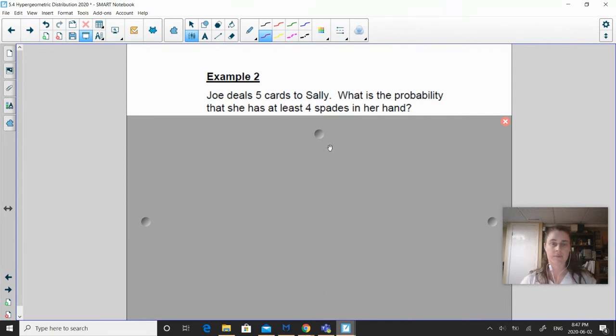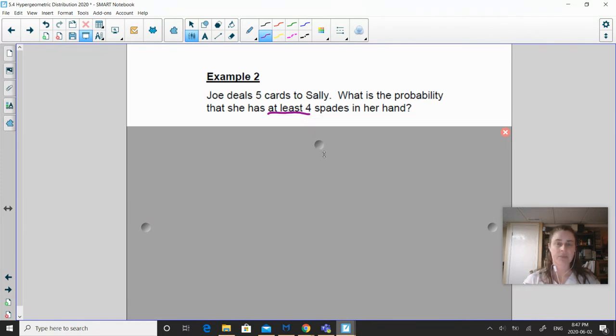Let's go through another example here. Joe deals 5 cards to Sally. What is the probability she has at least 4 spades in her hand? Did you see it? At least. What should you consider if you're doing at least cases? Maybe the indirect? Well, let's see.